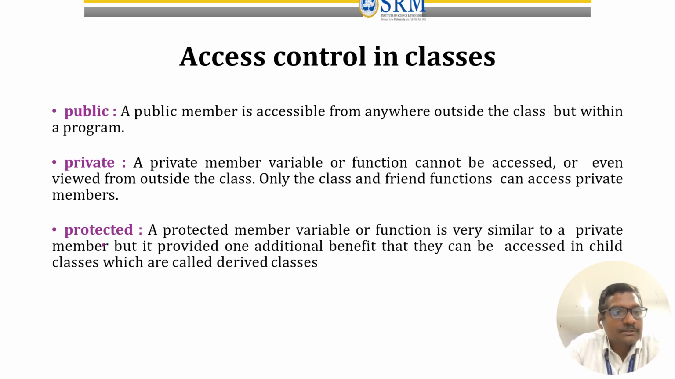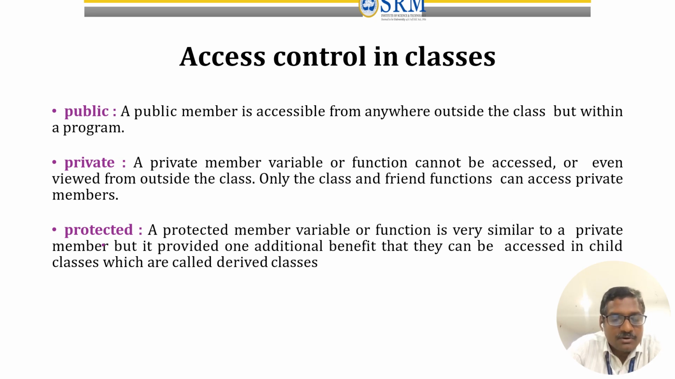Here you can see, a public member is accessible from anywhere outside the class, but within the program. Yes, within the program we can access it. Even outside of the class, the public member can be accessed. Now come to the private. The private member variable or function cannot be accessed or even viewed from outside of the class.